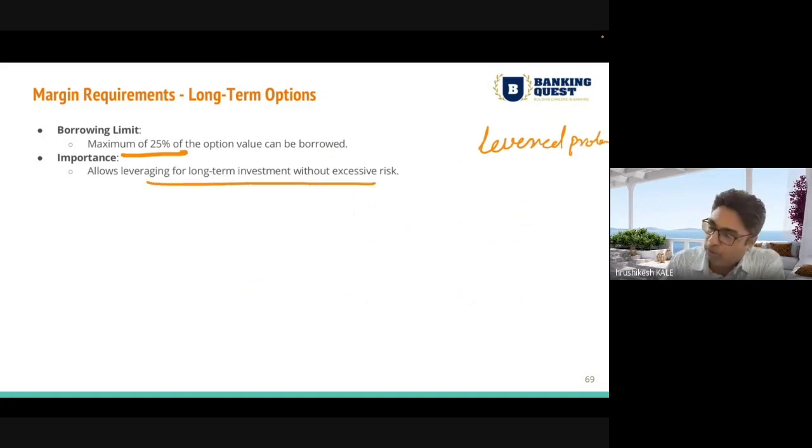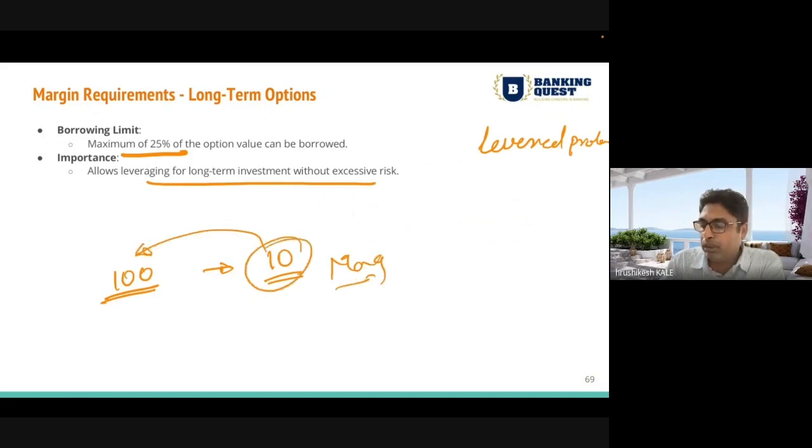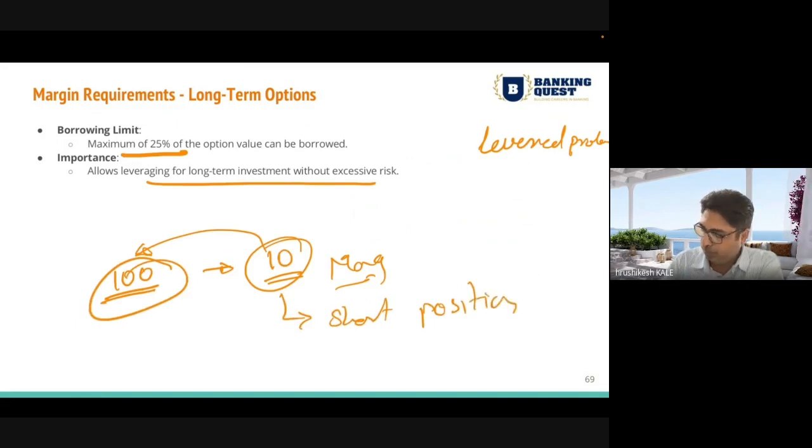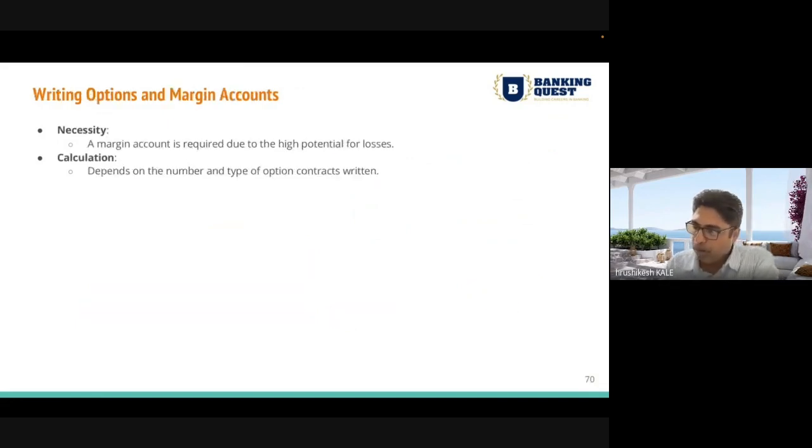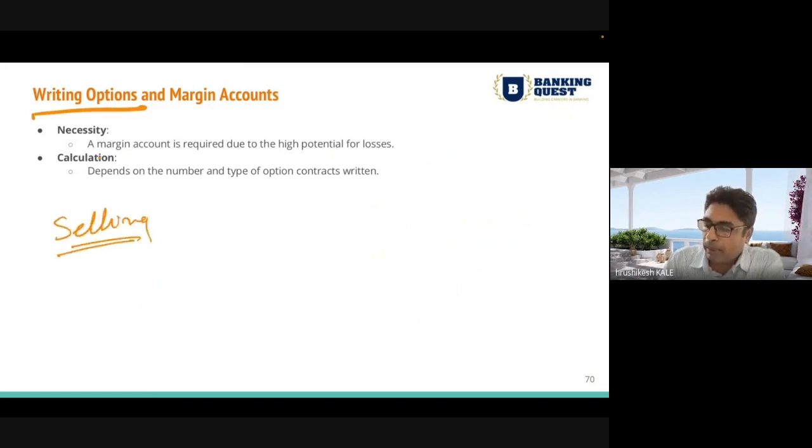What is purchasing on margin? I want to purchase an option of 100 rupees. But I can do it just by keeping 10 rupees as margin. That is leverage. And allowing leverage in options can be dangerous, specifically if you are in a short position. Writing options, that is selling options, is very dangerous and a margin account is required due to the high potential of losses.